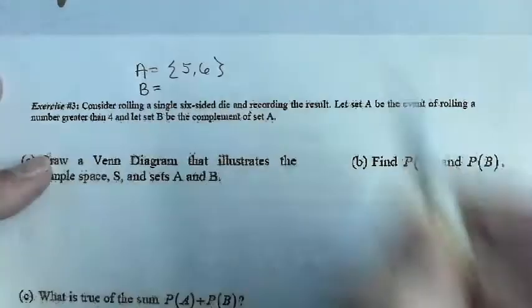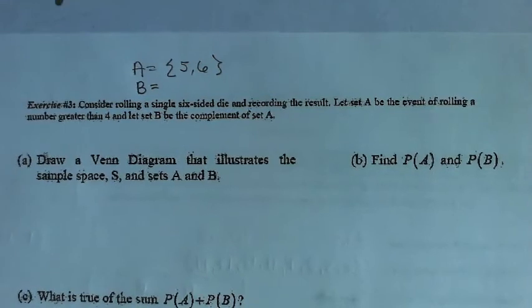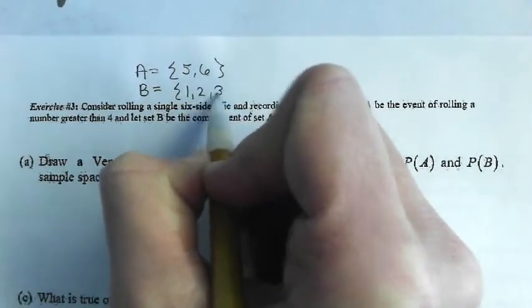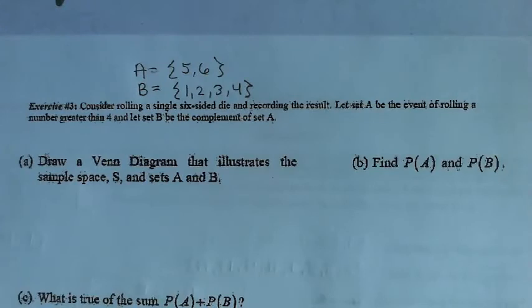B is going to be the complement of that. So what is the complement of rolling a number greater than 4? What is the rest of the possible things you could roll? 1, 2, 3, or 4. Correct. In verbal language, that would be anything that's less than or equal to 4. Okay, those are complementary events. Because when you roll the die, you're either in one category or the other. You're not in both, and you're not in between.